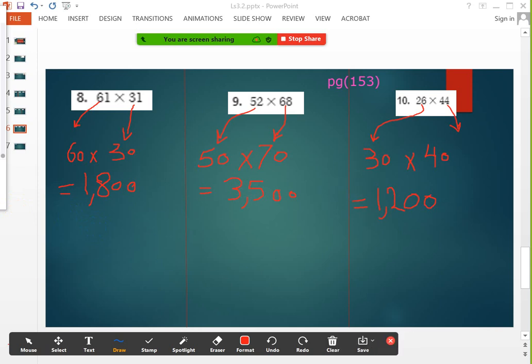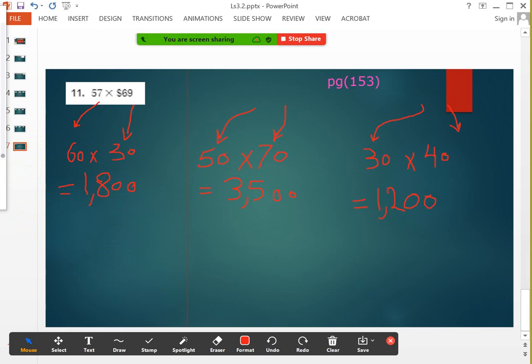Let's continue with Shahad. Yes, Shahad. Girls, did you finish this? Okay, I want you to type 1 in the chat if you finish, please, because we will continue with the last one, number 11. Okay, thank you. Let's move. Yes, Shahad, open your mic. Yes, dear. I want you to estimate the product 57 multiply 69.